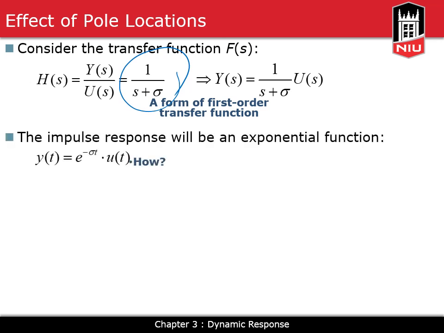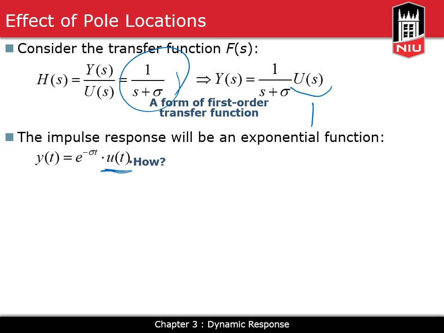If we want to find the impulse response, meaning the response of the system when the input is the impulse function, the impulse function has the Laplace transform of 1. So if this u of s is 1, then y of s is 1 over s plus sigma. What is y of t then? Using the table of Laplace transforms, the inverse Laplace transform would be e to the power of negative sigma t times u of t.